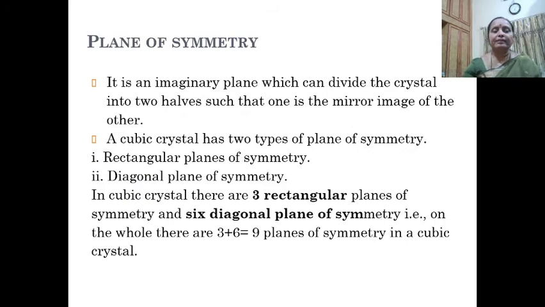Coming to the plane of symmetry. A plane of symmetry is an imaginary plane which can divide the crystal into two halves such that one is the mirror image of the other. A cubic crystal has two types of plane of symmetry: rectangular plane of symmetry and diagonal plane of symmetry. In a cubic crystal, there are 3 rectangular planes of symmetry and 6 diagonal planes of symmetry, which we shall see in the next few slides.